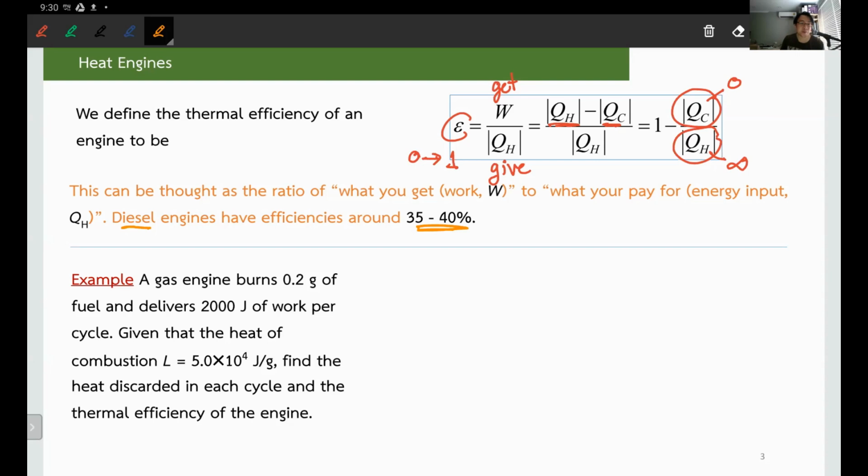So you have a gas engine that burns 0.2 gram of fuel and delivers 2,000 joules of work per cycle. This one will give you the overview of how things go. Given that the heat of combustion is 5 times 10 to the fourth joule per gram, what is the heat that you need to discard each cycle? And what is the thermal efficiency? Just to get the idea of the efficiency.